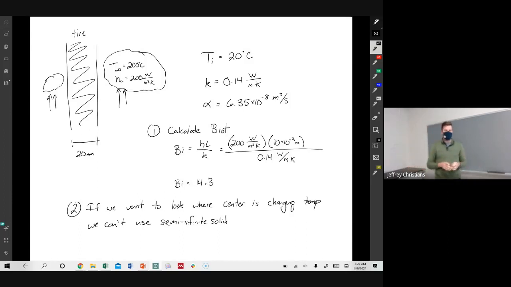Does the semi-infinite solid model work? No, because kind of by definition, we're telling it that we're going to look at places where it's going to fail. We want to look at where that center is actually changing. If we wanted to look at really short times where just the edges of the tire are heating up and the center is not yet, okay, that would be semi-infinite, but we're kind of by definition not doing that. So that means we want to be looking at where the center of the system is changing. It means we have to go to the exact solution.